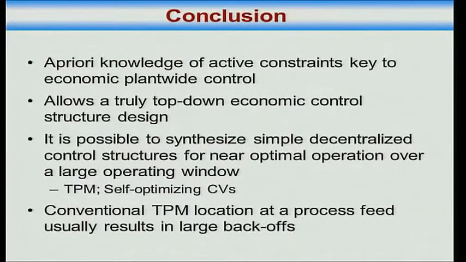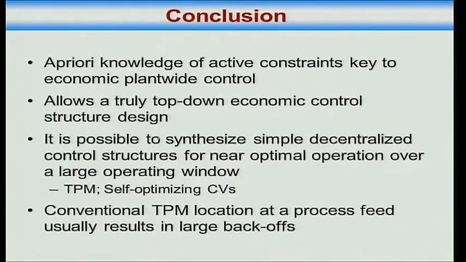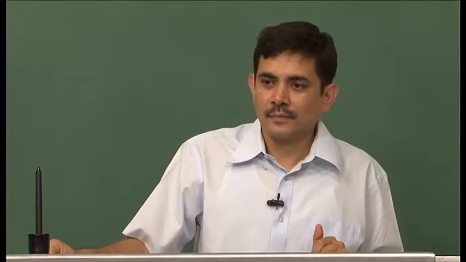Okay, so that's that. And I think, so in conclusion, a priori knowledge of active constraints is the key to economic plant wide control, and this active constraint set is very unlikely to change for a given process. Even if it changes, it will be changed by one, this equipment has degraded enough so that now this is the bottleneck. Okay, it allows a truly top down economic control structure design. Top down meaning active constraints, I am not going to use them for control, put in the other loops, then put in your quality loops, and then put in your level and pressure controllers, right?